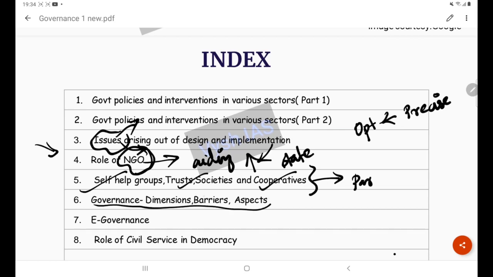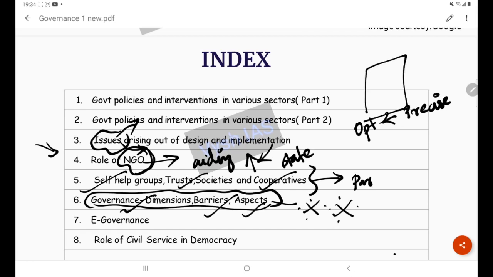Then the sixth chapter, governance, dimensions, barriers and aspects. This is very important, because the things you are going to learn in this chapter are going to act as a backbone of your answers in governance. So you have to prepare this in detail. Then next is the 7th one, e-governance. E-governance is also important, because we already know how digitalization affects public service delivery. During COVID-19, in this era of COVID-19, we are facing difficulties due to digital deprivation.